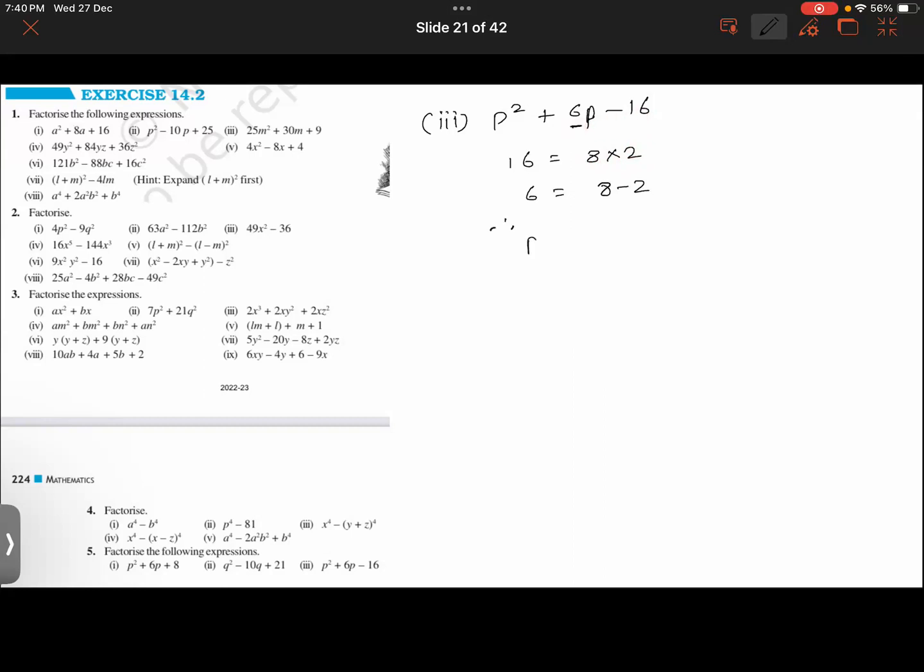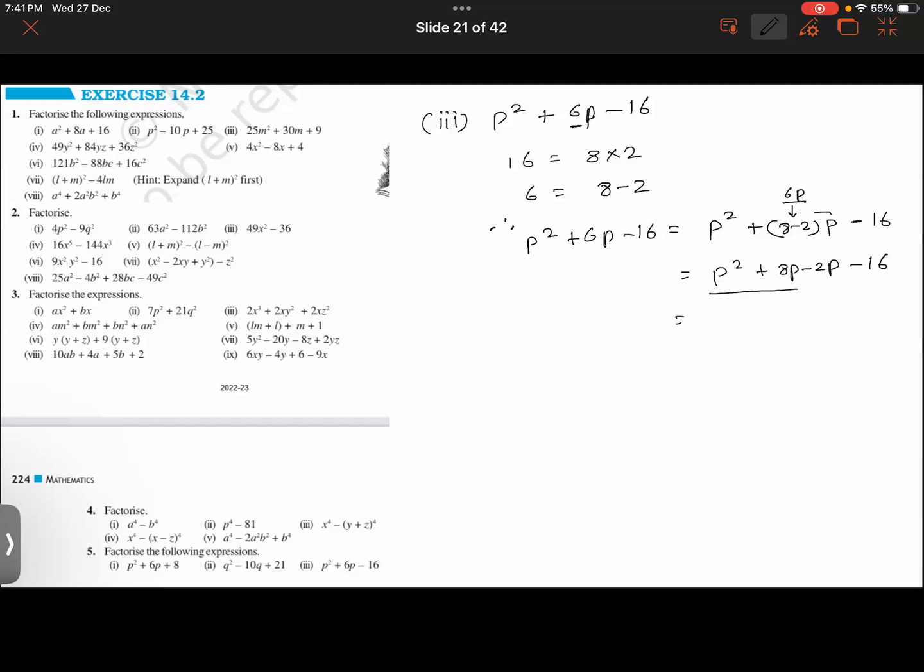Hence, we can write p square plus 6p minus 16 as p square plus, let's write 6p as 8 minus 2 into p, and this is minus 16. Let's multiply p with the terms here. So it becomes p square plus 8p minus 2p, and this is minus 16. So now we will take common.